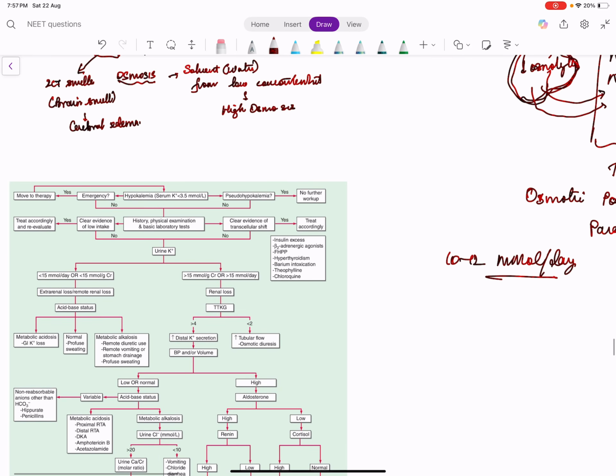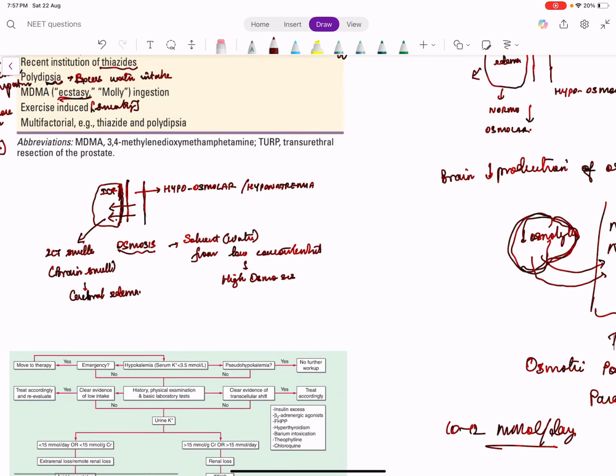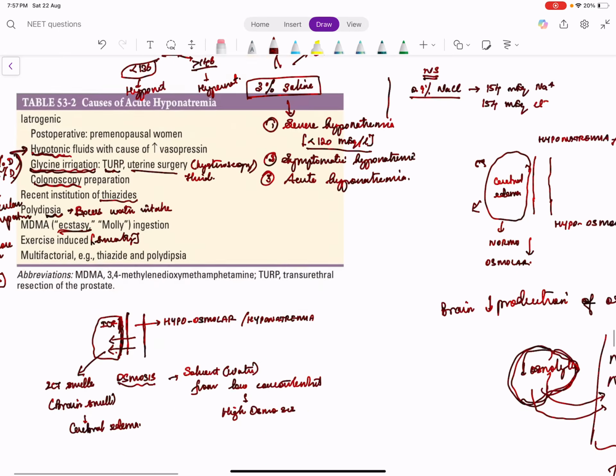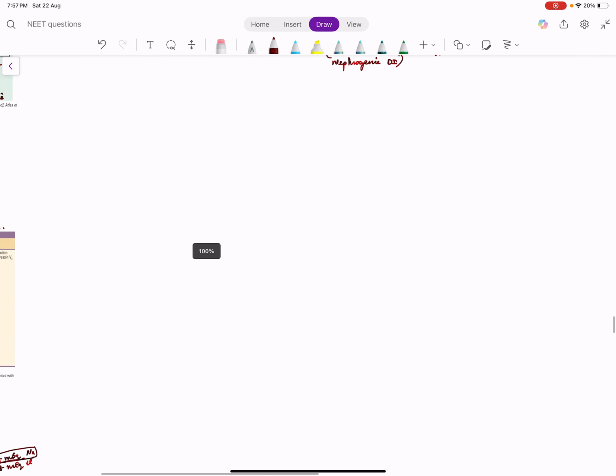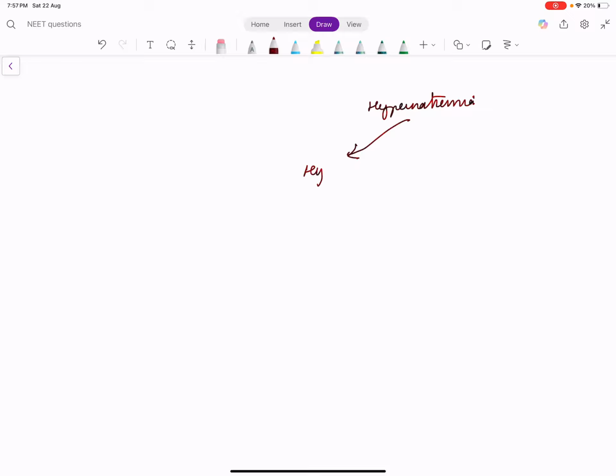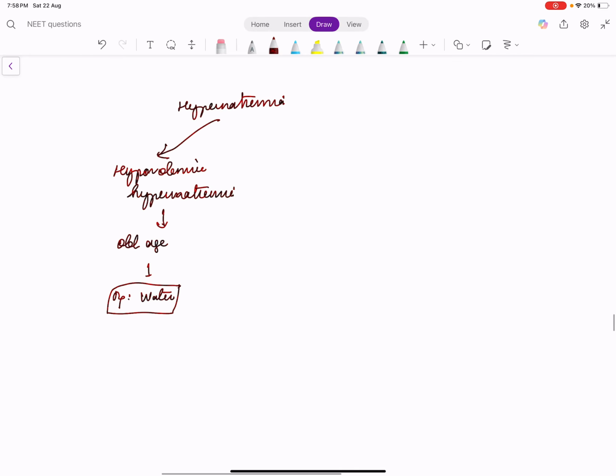Likewise, we have hypernatremia. Hypernatremia also has 3 causes. We have hypovolemic hypernatremia. Why hypovolemic hypernatremia? Patients do not consume water. So it occurs in very old age patients who do not drink water. So how will you treat this? Giving water. Right? When water is deficient, hypernatremia occurs.